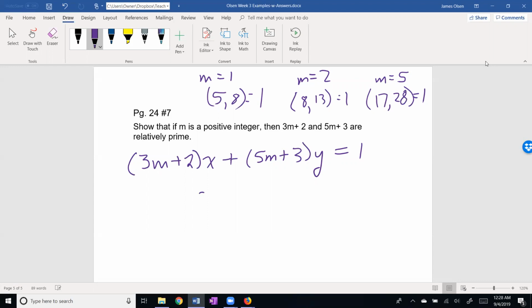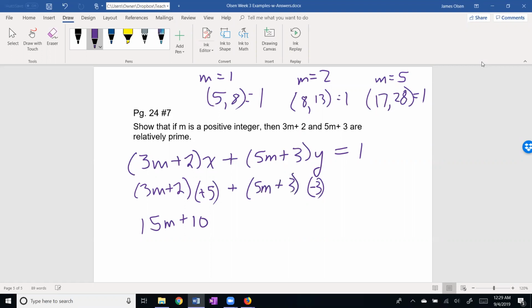I think what works here is going to be -5 in the x position and +3 in the y position. No, I take that back. Let's use +5 in the x position and -3 in the y position. Let's see if this works. Distributive property here, I get 5 times 3m is 15m plus 10. And distributive property over here, I get negative 15m minus 9. This was what I wanted to be true. And in fact, I get 1.